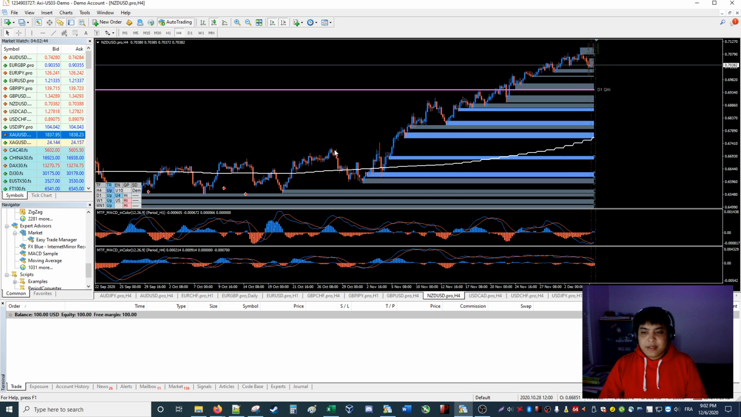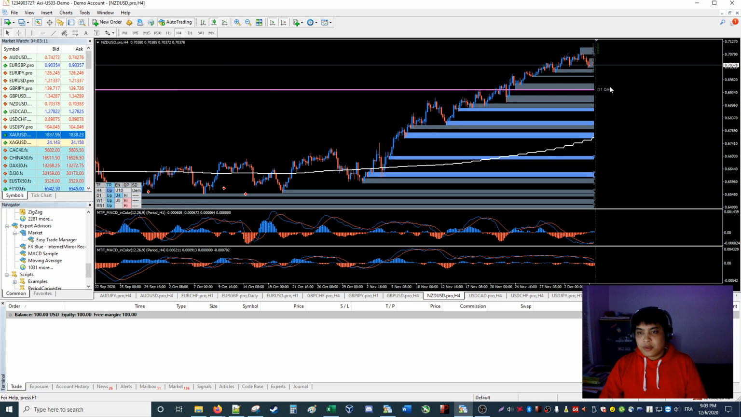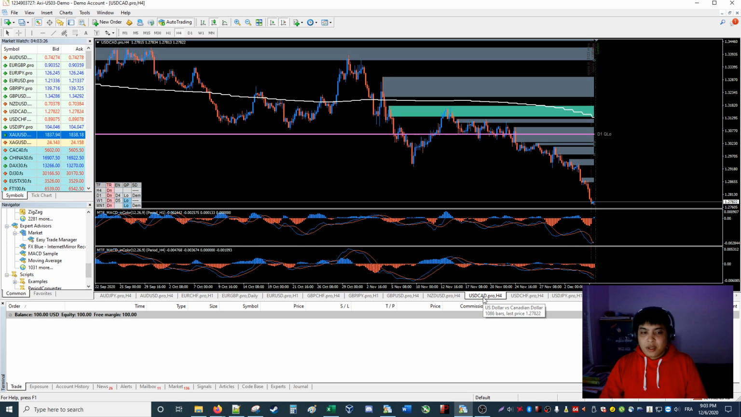NZD USD. NZD is closely related to the Australian dollar. H1. It's either this support that's breaking or this one, around here, or support around here. If we look on H4, it'll have to break around here. We are on a D1 Q high point, so we could be looking at the sell position, but it's not too crazy.